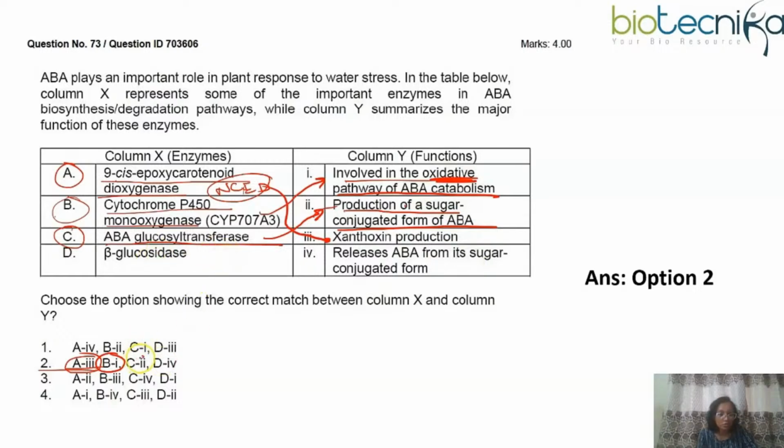So C is 2. And lastly, beta glucosidase. So as the name says, it's going to cleave sugar. So it releases abscisic acid from its sugar conjugated form. So D is 4. Alright. So the answer is option 2.